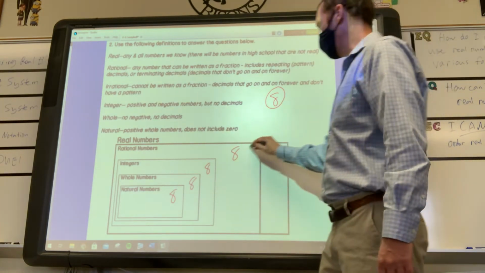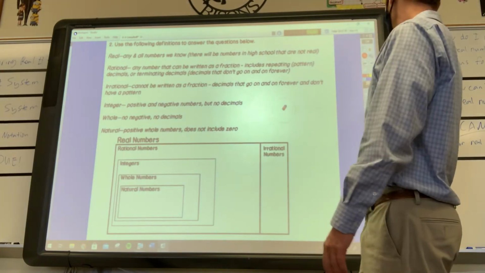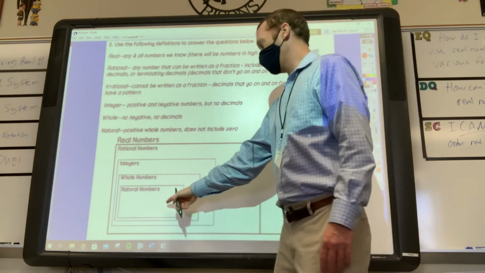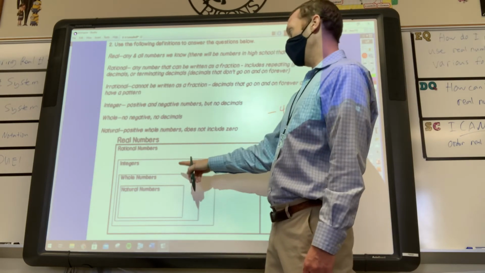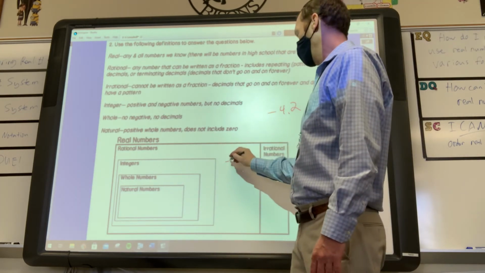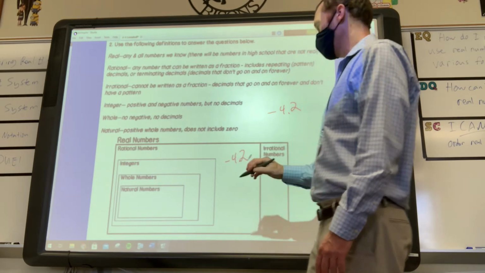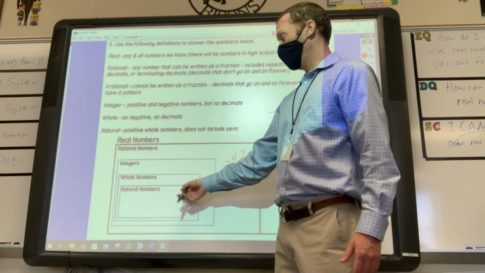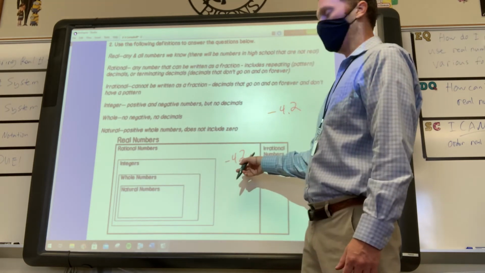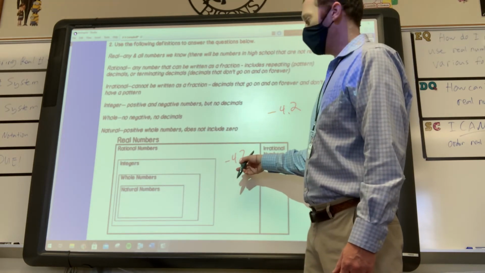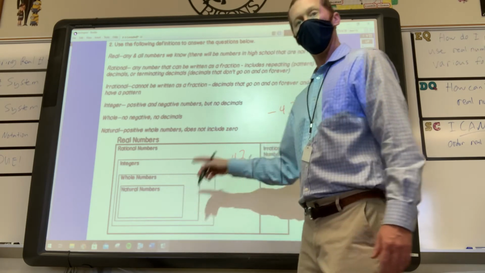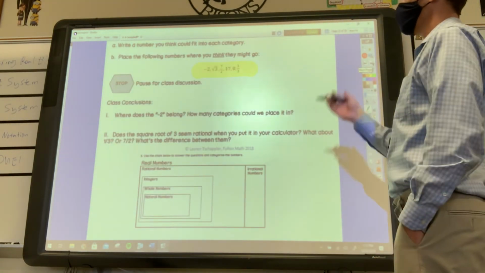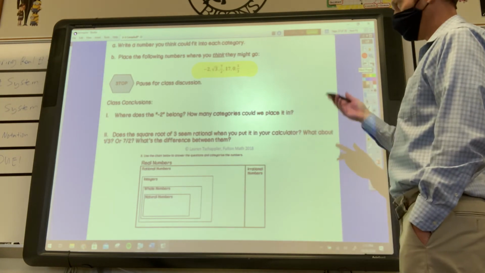If you ran into something a little bit different, like, I don't know, negative 4.2, it's not a natural number, it's not a whole number, and it's not an integer, so it would only fit out here into the rational category because it can be written as a fraction, and none of these other characteristics apply, so you're good sitting that in rational. But with a lot of numbers, you're going to have to move them further and further inside the chart. As you place these numbers, put them into the chart.